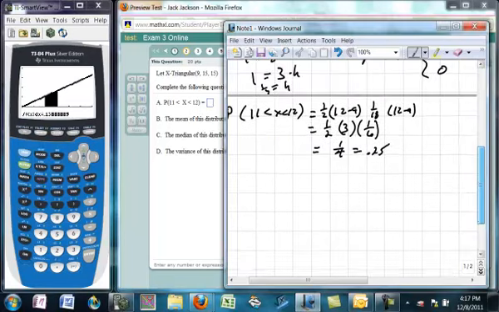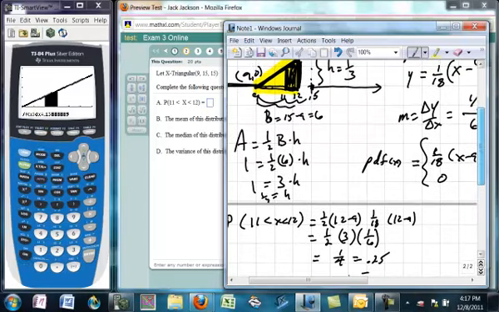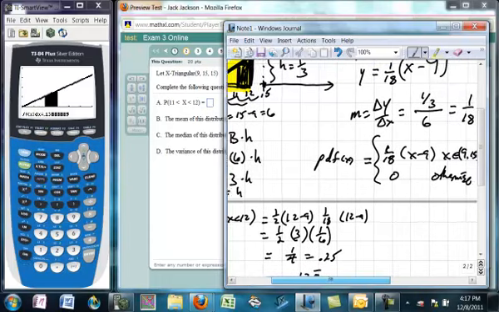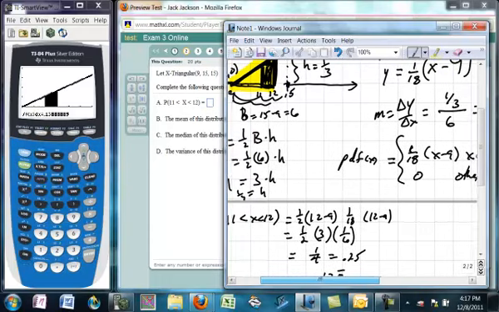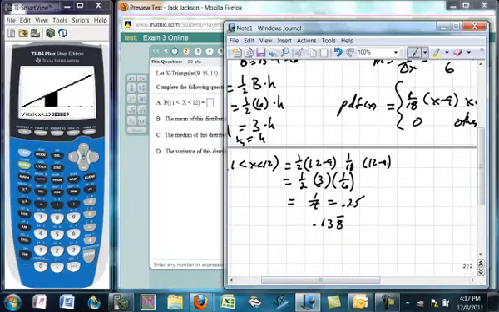Uh-oh, something's wrong here. 0.138 repeating. So I think I must have made a mistake here. Let's see if we can figure out where it is. Trying to do these too fast in my head here. So, oh, sorry, I know exactly what we did. We figured the area of the big triangle. We still got to subtract the little triangle. So the 1/4 is good. We still got to subtract the little triangle. So let's keep going here.